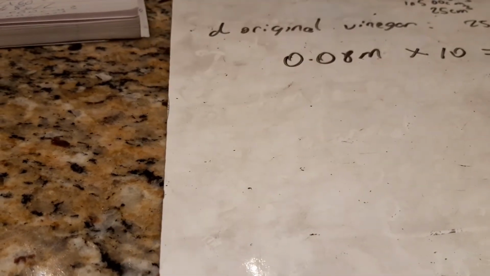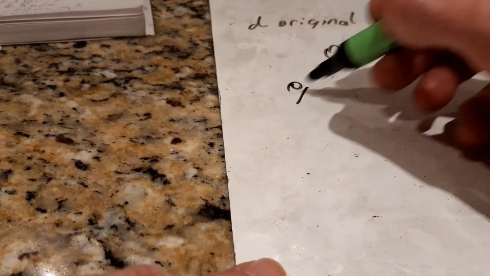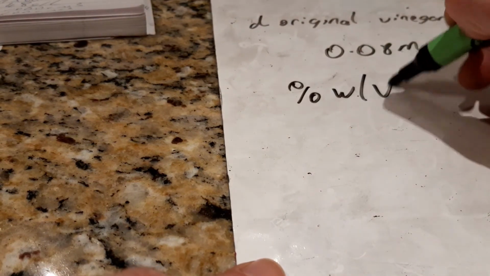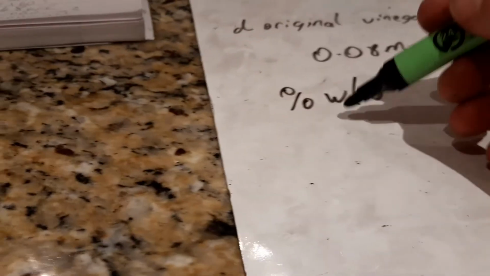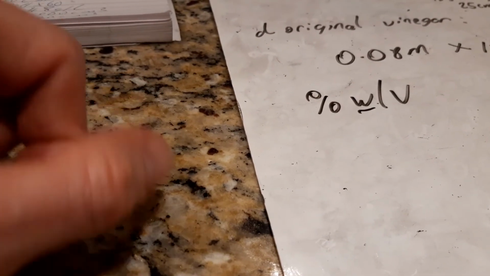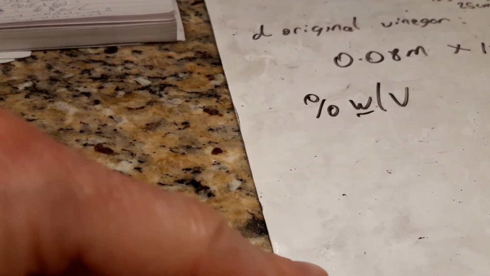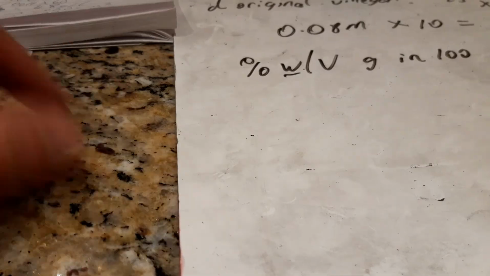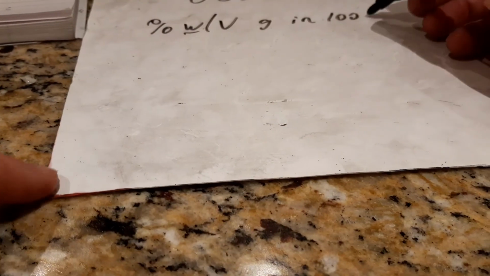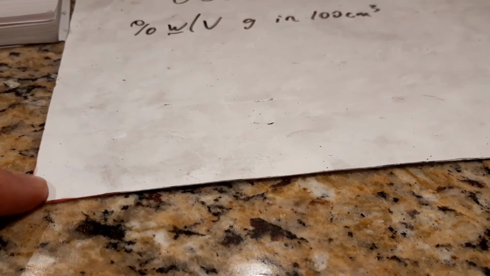Okay, we're nearly done. The last thing then that we need to work out is it asks us to express this in percentage WV. Okay, and it's worth remembering that percent always means that it's out of 100. And W in this case is basically, well, it's weight exactly, but it's mass really. So it's grams in 100 centimeters cubed. That's what they're asking us to find out. Okay, so it's grams in 100 centimeters cubed, like that.